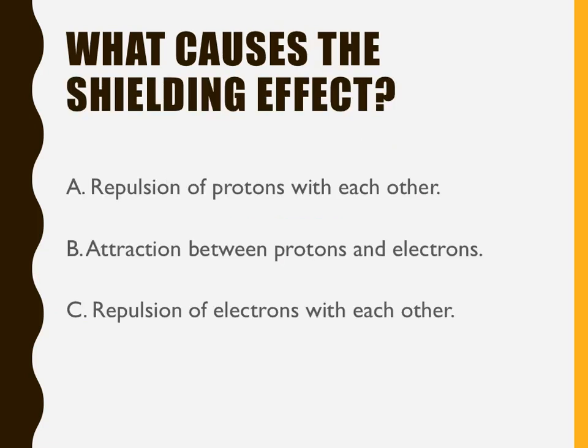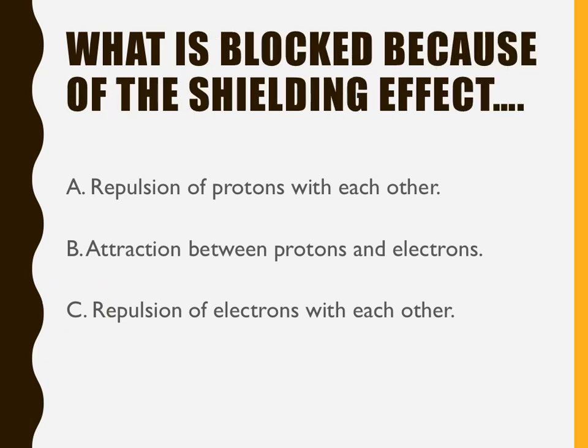What's responsible for the shielding effect? Meaning, what causes it? That would be the repulsion of the other electrons. What does the shield interfere with? What is the shield blocking? That would be the attraction between the protons and those outer electrons. So the problem is the inner electrons are repulsive, and the problem that they cause is an interference in the attraction between protons and electrons.